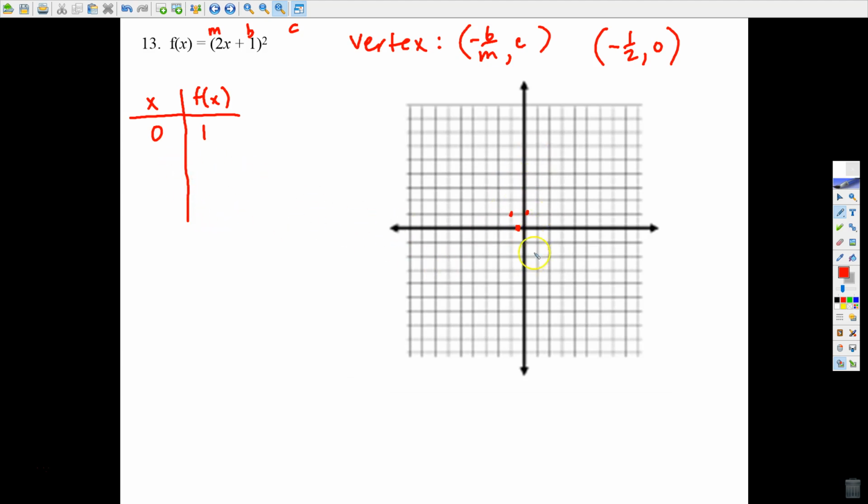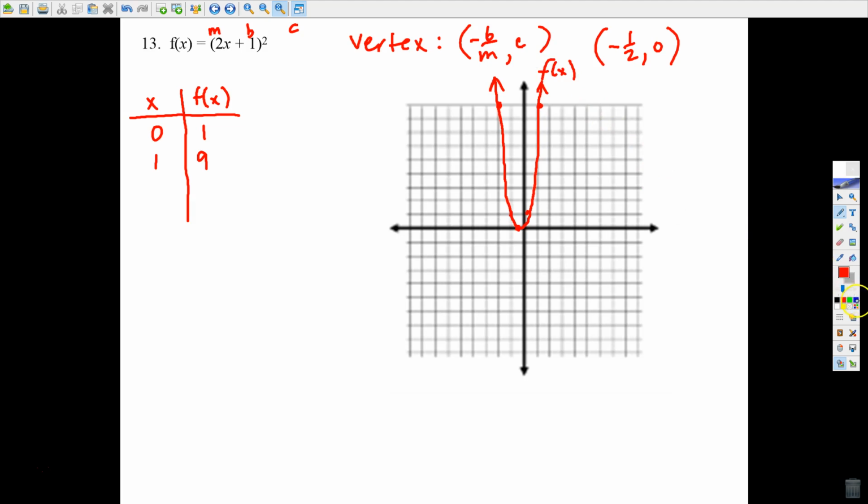Now let's just choose one more input, like X is 1, so let's evaluate f of 1. 2 times 1 is 2, plus 1 is 3, and 3 squared is 9. So (1, 9) is up here. That's 1.5 spaces away from the line of symmetry to the right. So I can do another 1.5 to the left and match it up. And I can use those dots, connect them. And that represents the graph of this function, f of x.